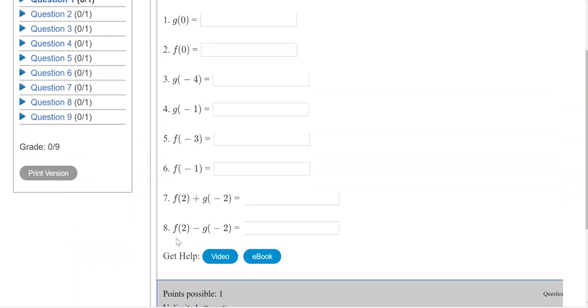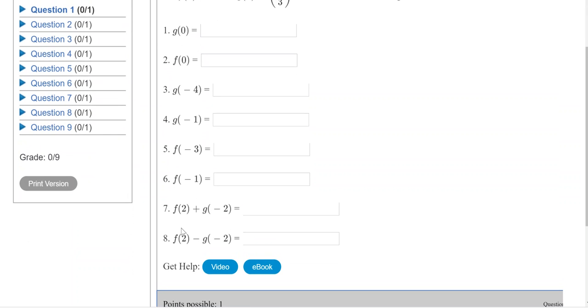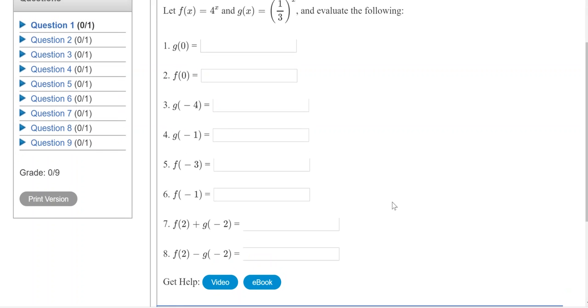8 is similar to 7. You're going to find f of 2 first. You're going to find g of -2 next, just like you did on 7. But then, instead of adding the two answers together, you will subtract them. Okay, so let's do a couple of these on a separate piece of paper.